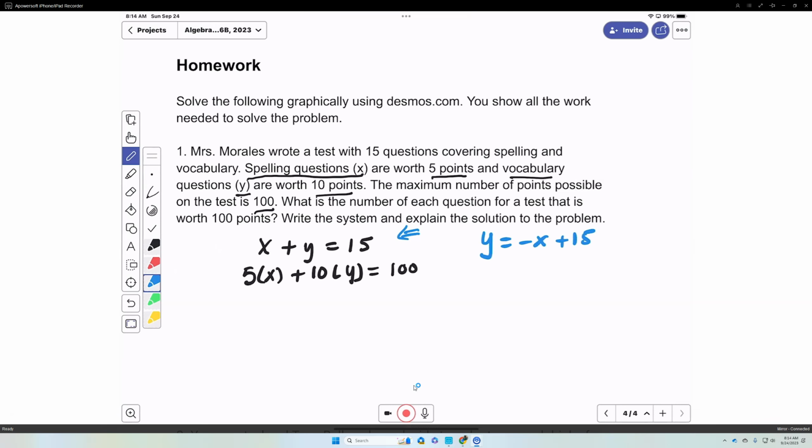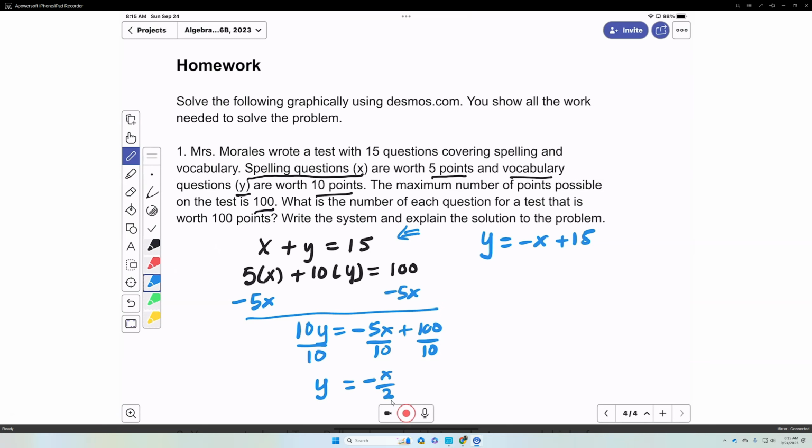For the second equation, I have to solve for y. So I have to subtract 5x from both sides. So I have 10y equals negative 5x plus 100. Then I have to divide by 10. So I have 10 divided by 10 is y. Negative 5 over 10 is a fraction that can be simplified, and we know that's going to be negative x over 2, or we say negative 1/2. And then 100 divided by 10 is 10. Therefore, my system has y equals negative x plus 15, and then my other equation is y equals negative x over 2 plus 10.